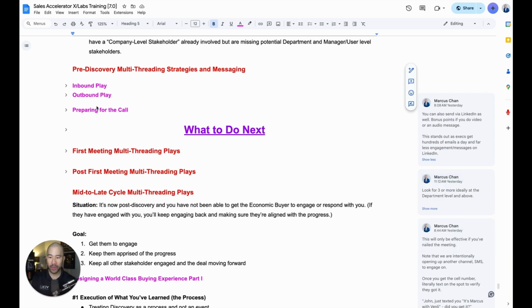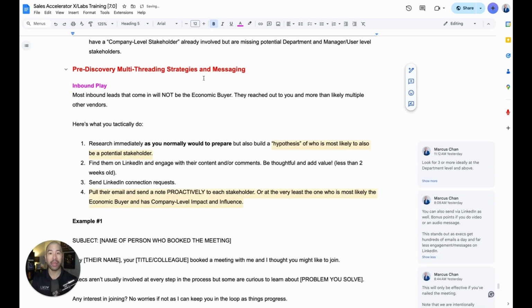First off, let's talk about the inbound play. Let's say you get an inbound lead that comes in. It's awesome. Maybe they booked a demo or a discovery call and you have it on your calendar, or they reach out to you, then you call them and book the meeting, something along those lines. Now, generally speaking, most inbound leads are not going to be the economic buyer. As a quick reminder, the economic buyer is the only person who can say yes when everyone else says no, and can say no when everyone else says yes.